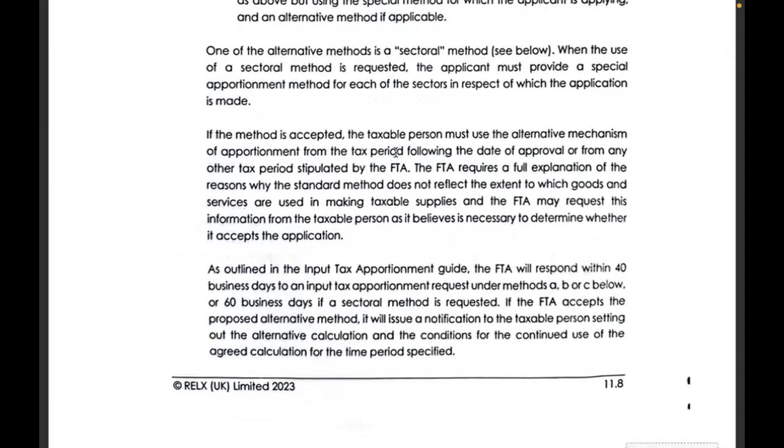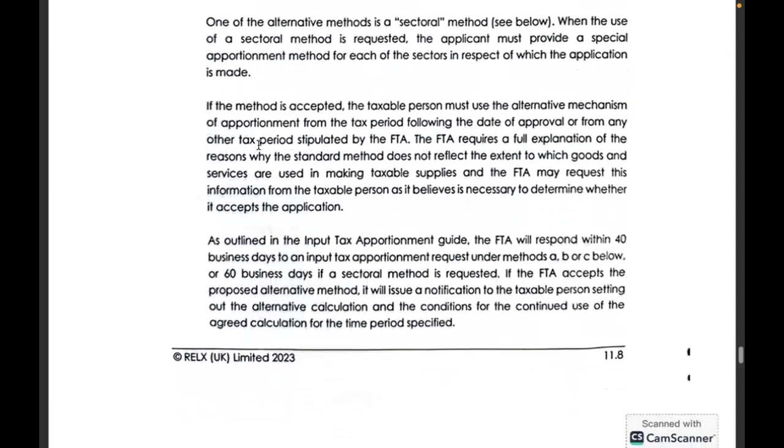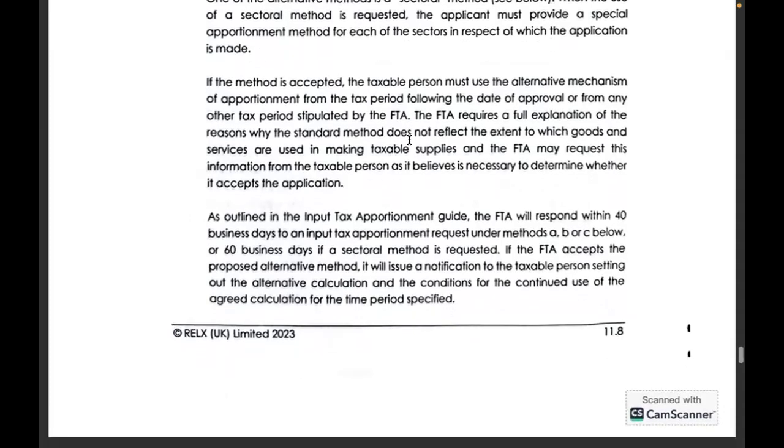If the method is accepted, a taxable person must use the alternative mechanism of apportionment from the tax period following the date of approval, or from any other tax period stipulated by the FTA. So the FTA will correspond. They will tell the taxpayer that okay, this alternative method is approved. You can start applying this method from either the next period or whichever period the FTA specifies.